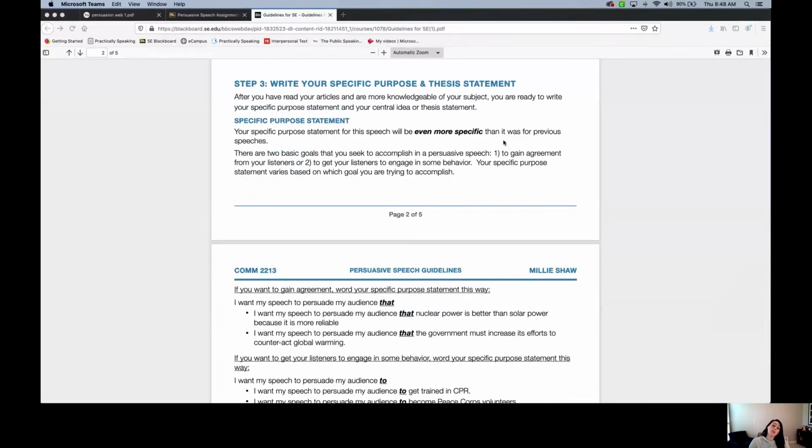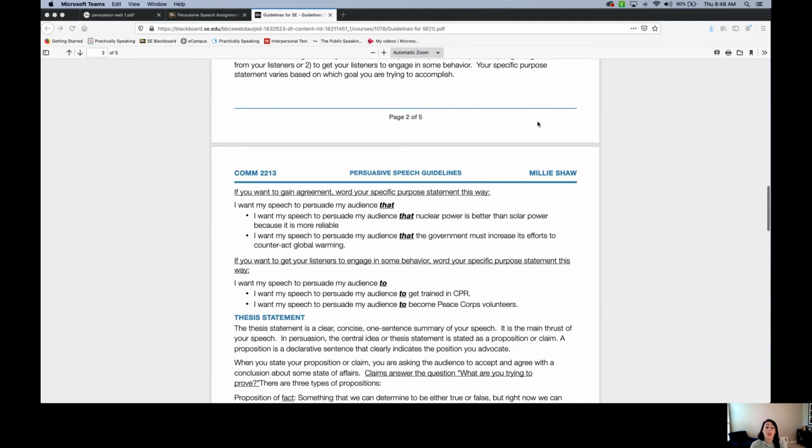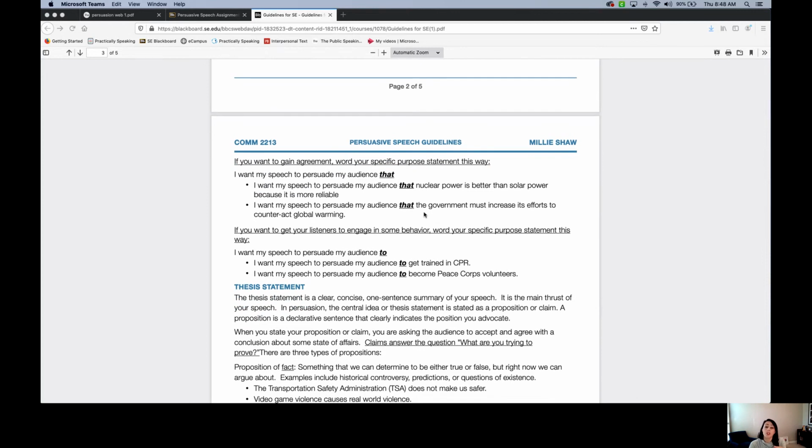Now, you've done a specific purpose statement before. This one's going to be worded a little bit differently because this is a persuasive speech. And so your specific purpose is either to get your audience to agree with you or to get them to actually do something. And the way you phrase your specific purpose statement changes based on what your goal is. So if you want the audience to just agree with you, you're going to phrase your specific purpose statement using the word that. I want my speech to persuade my audience that.